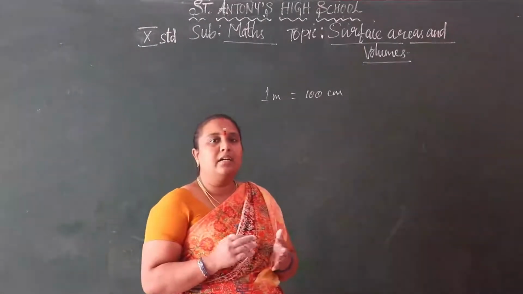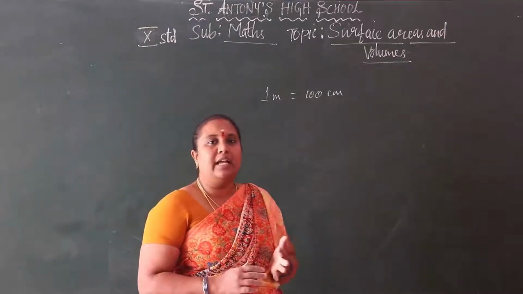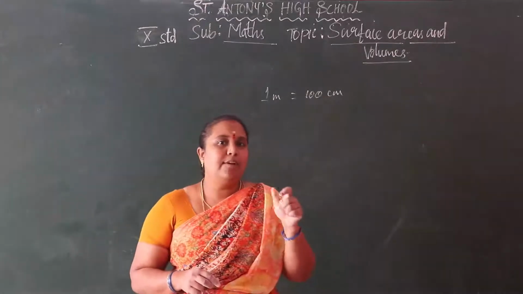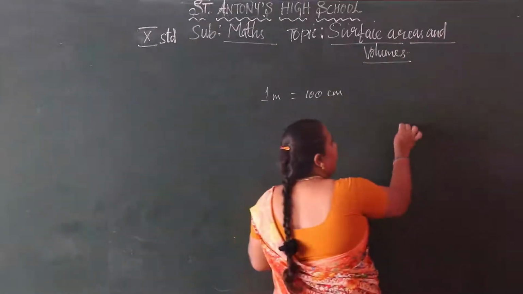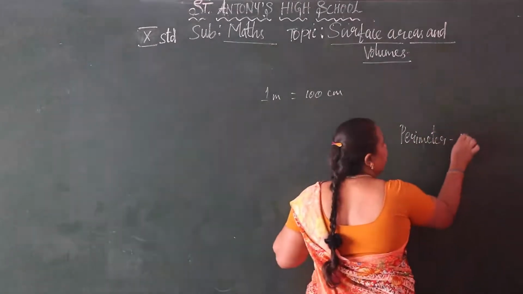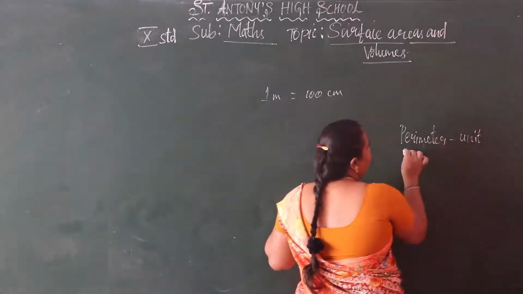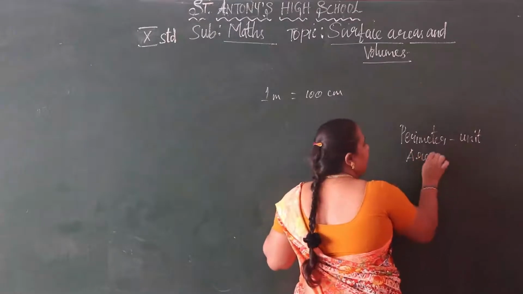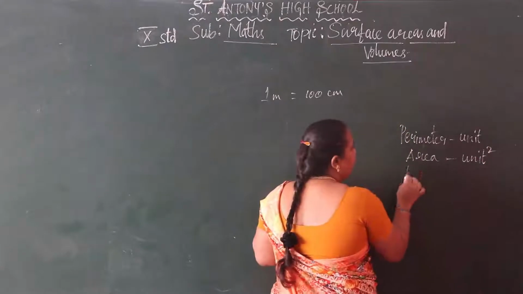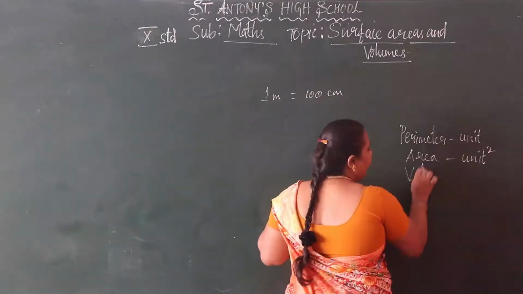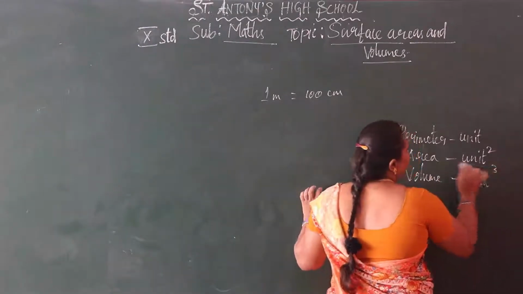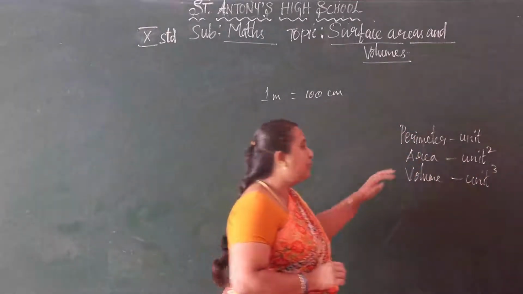So how to write the units of the area? Units of the area is unit square. When writing perimeter, the measurement is unit. When writing area, we have to write unit square. And for volume, we have to write unit cube. So in any unit we have to write like this.